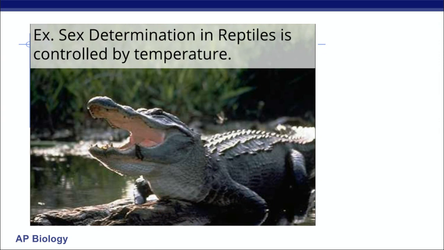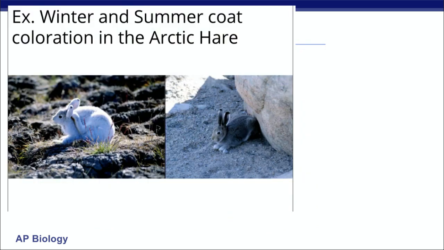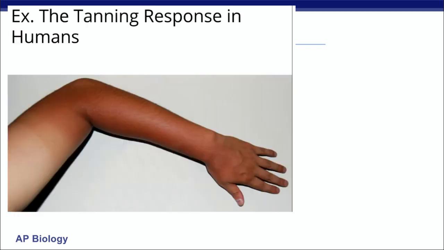Sex determination in reptiles. The gender of a reptile, such as an alligator here, is controlled by temperature. The winter and summer coat of the Arctic hare, again, is controlled by temperature. You have your brown fur color in the summer, and you have your white fur color in the winter. Again, here's a closer look at the tanning response in humans. And so these are all examples of the phenotype being altered by environmental effects.